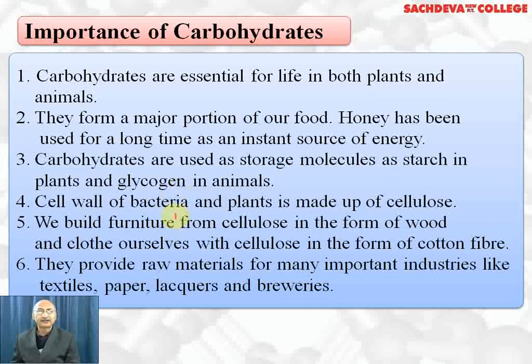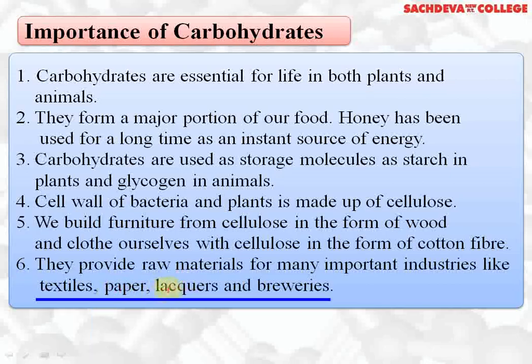The cell wall of all plants is made up of cellulose. The wooden furniture which we make is made up of cellulose, and our cotton cloths are pure cellulose. They produce raw material for many important industries like textile, paper, lacquers, and breweries.